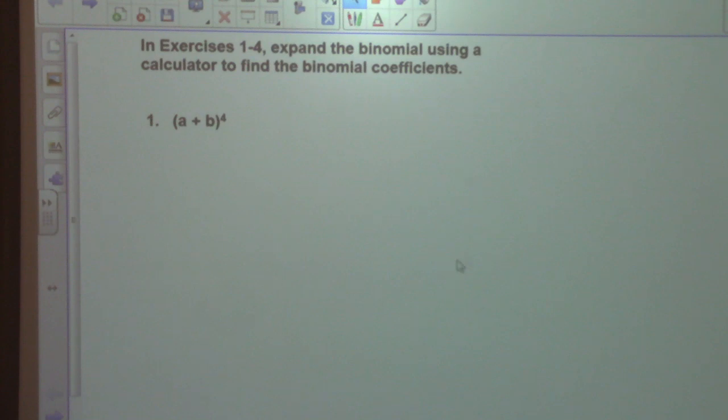So here we are, it says expand the binomial using a calculator to find the binomial coefficients. Now I showed you in the last exercise set the beginning of Pascal's triangle, right? 1, 1, 1, 2, 1, 1, 3, 3, 1. We could continue this. I want to show you how to put those coefficients in the calculator here. So let's go to the calculator.